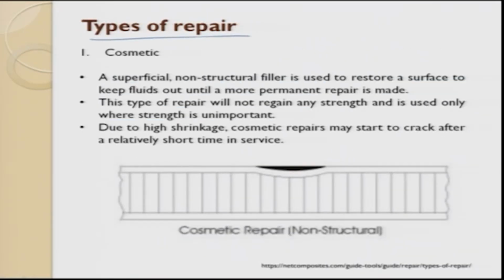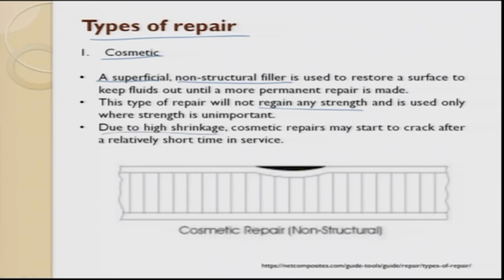So, the types of repair: cosmetic repair. Suppose it is only a dent on the surface, then we try to use a filler and fill the place where the damage happened. A superficial or non-structural filler is used to restore a surface, to keep fluid from penetrating or being retained in the small dent. This type of repair will not regain any strength. It has no strength, it is only superficial.